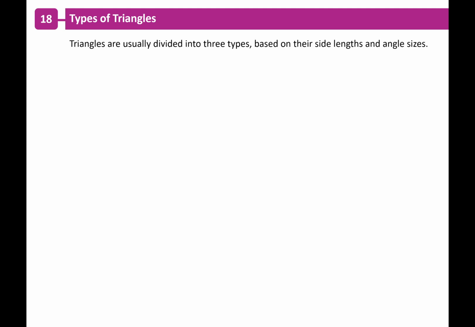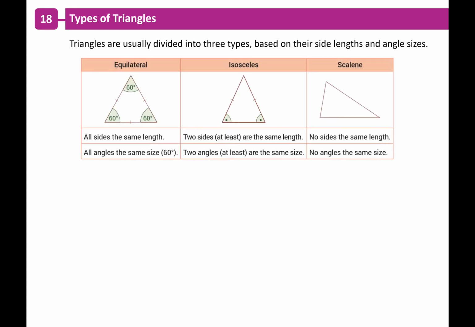There are three types of triangles based on their side lengths and angle sizes. An equilateral triangle is a triangle where all sides are the same length and all angles are the same size of 60 degrees. An isosceles triangle is where two sides are the same length and two angles are the same size. A scalene triangle is one where there are no sides the same length and no angles the same size. Please pause and take down this table showing our three types of triangles.